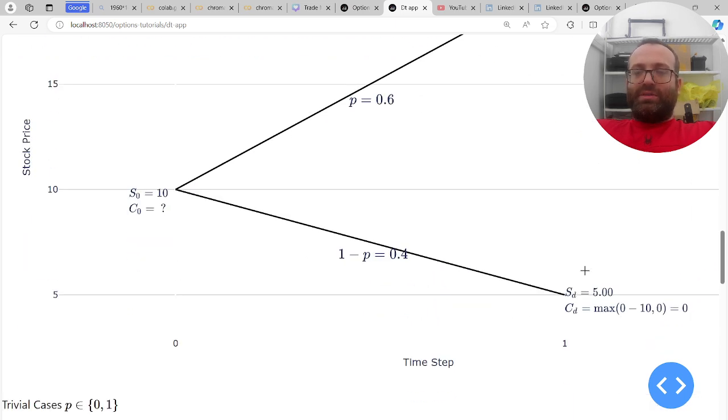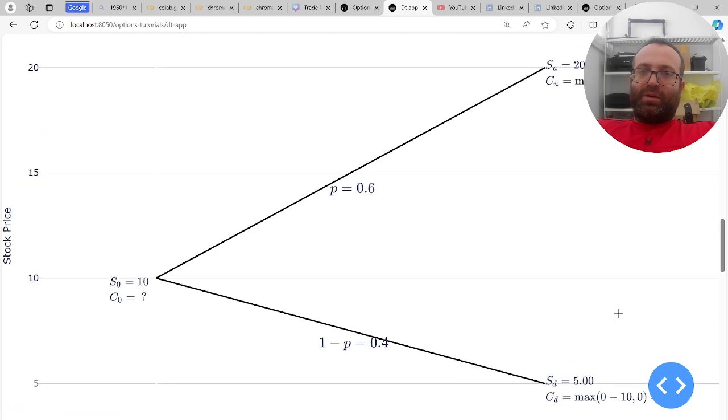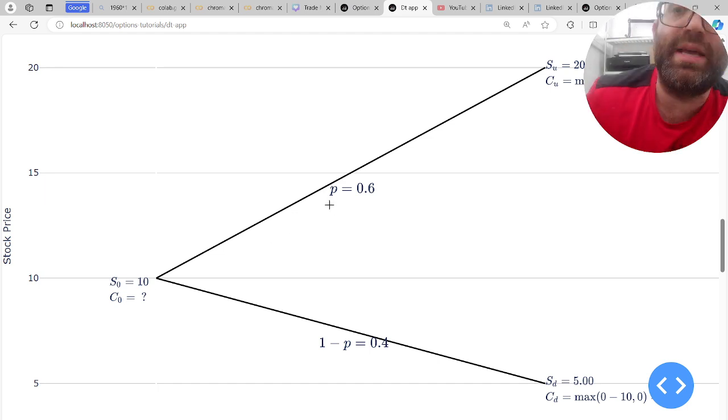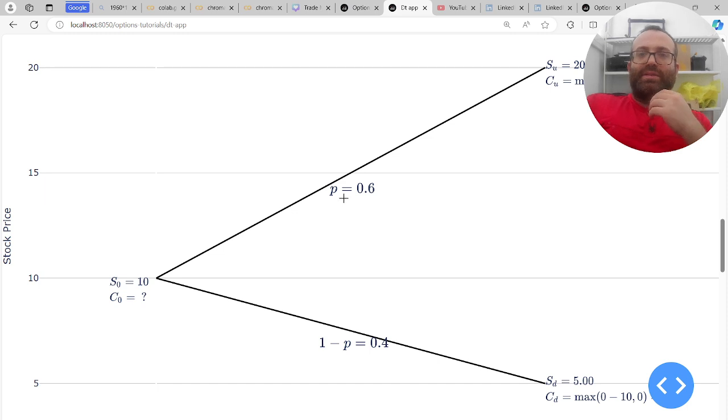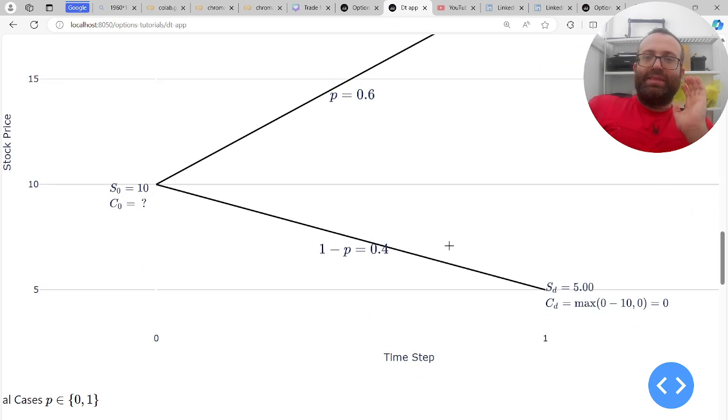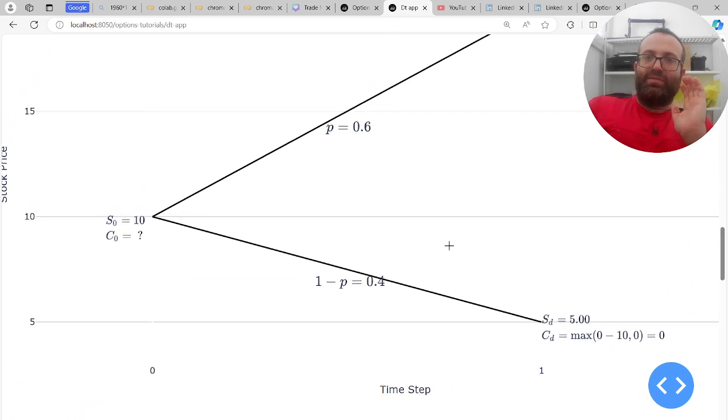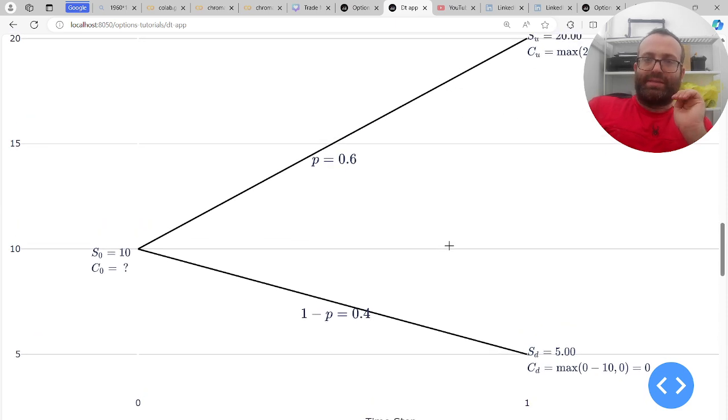If the stock goes down, then you will not exercise the option, because why on earth would you pay $10 for an option where you can buy the stock in the open market for 5? So the option will be worth 0. So the question is, what should the option be worth at time 0, sorry. So naively you would think, okay, 60%, it's going to be worth $10, and 40% 0. So it's going to be worth on average $6. But that's not going to be good, because that'll give us arbitrage, and I'll explain why in a second.